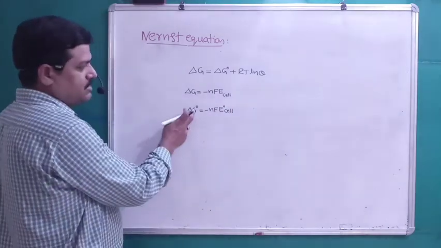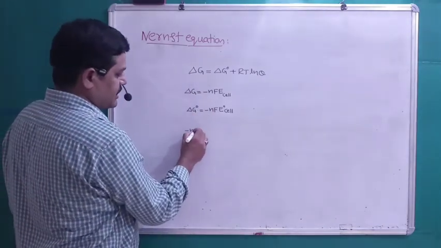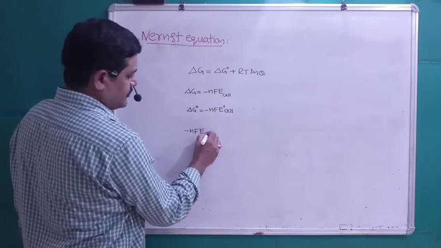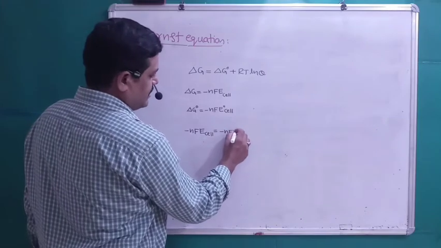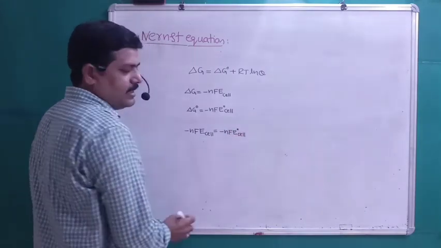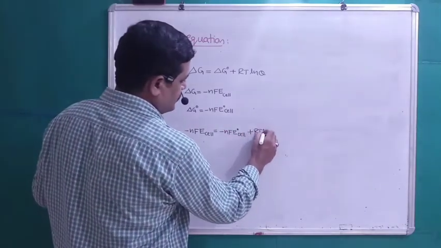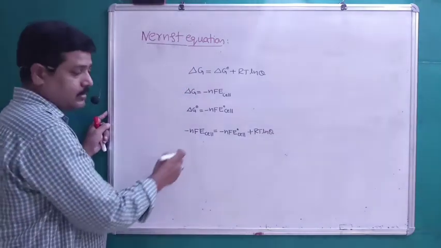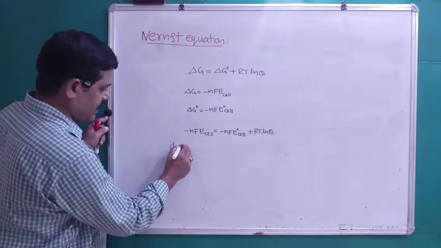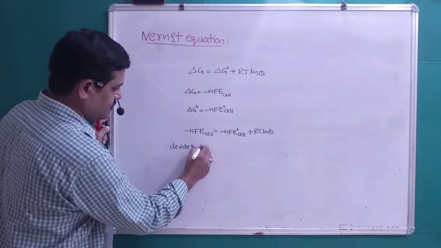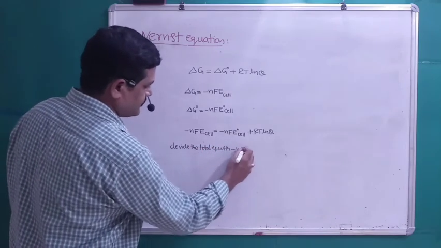Let us substitute these values in this equation. Delta G is equal to minus nF E cell, is equal to delta G naught, which is minus nF E naught cell, that is the cell EMF at standard conditions, plus RT ln Q. Let us divide the total equation by minus nF, right?